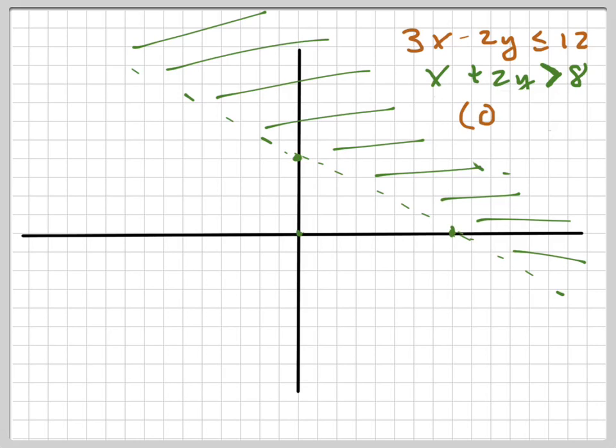If I plug 0 in for x, what does y equal? Negative 6, right? And if I plug 0 in for y, what does x equal? Positive 4. See how easy that is? So 4, 0 is there. 0, negative 6 is here. Solid or dotted line? Solid. Good, so I'm going to use this line instead since it's solid.